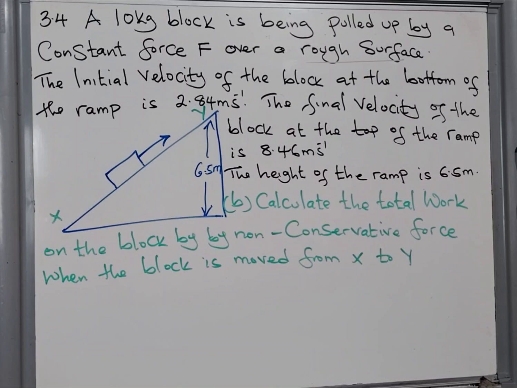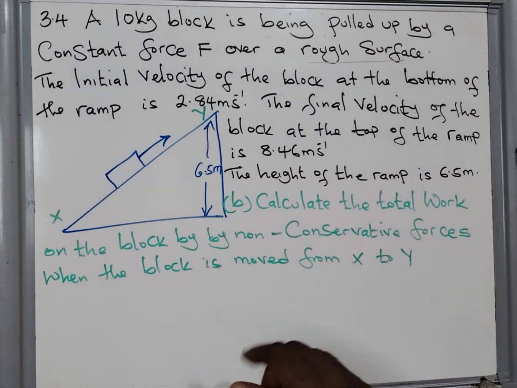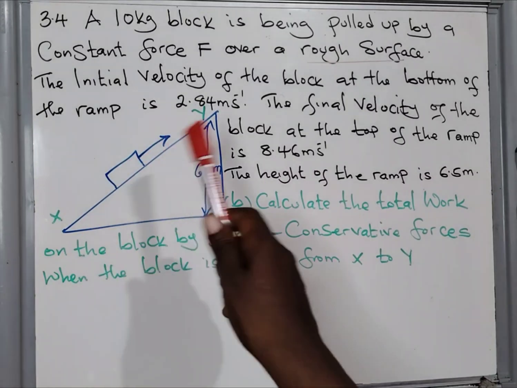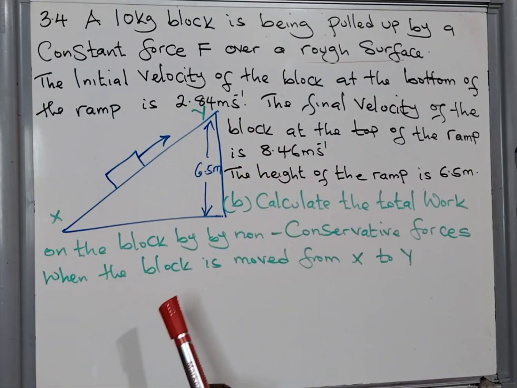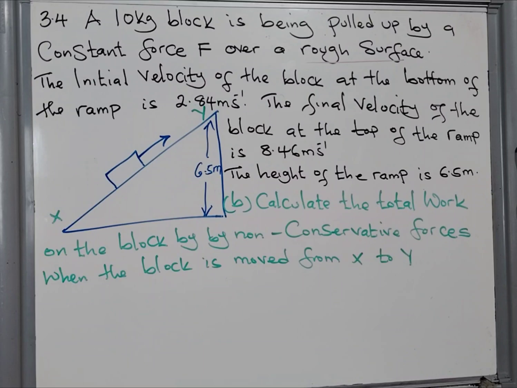And so comes this question. It says calculate the total work done on the block by non-conservative forces when the block is moved from X to Y. Here you have to remember that our block is having conservative and non-conservative forces. Actually, there is only one conservative force which is acting on this block, and that is gravitational force. But there are other non-conservative forces, like the friction force and the applied force, and they want us to calculate the total work done by non-conservative forces.